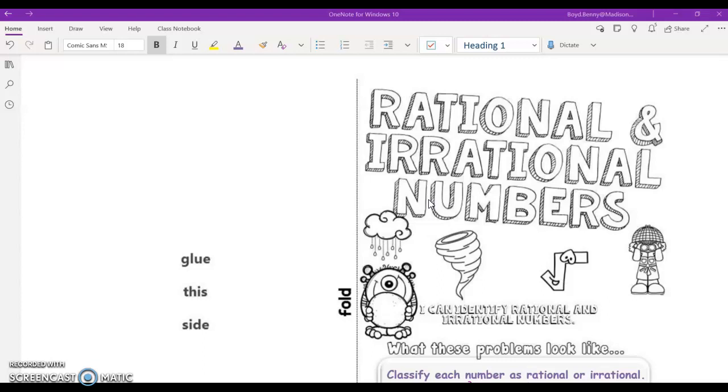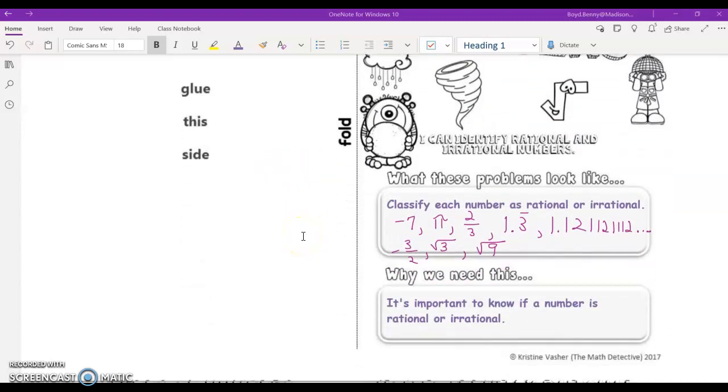In today's lesson, we're going to learn the difference between rational numbers and irrational numbers. So at the end of today's lesson, you should be able to identify a number as either being a rational number or an irrational number. Now, if you got a copy of these pages, feel free to color these pictures and make it your own.